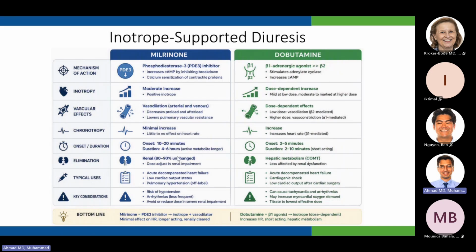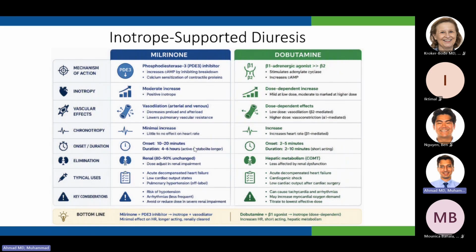The onset, very important to pay attention to, as well as the offset. The onset is 10 to 20 minutes for milrinone. It's 2 minutes, 3 minutes tops for dobutamine. So if you need to get inotropic support quick, dobutamine is better because it just gets going. By the time you've hung it, it's going. So if time is of the essence, dobutamine should be the one you reach for.